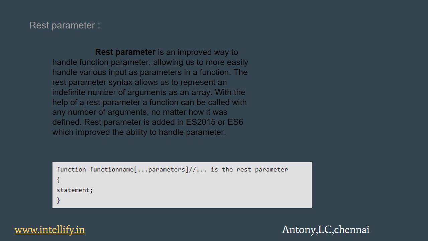The rest parameter is an improved way to handle function parameters, allowing us to more easily handle various inputs as parameters in a function. The rest parameter syntax allows us to represent an indefinite number of arguments as an array. With the help of rest parameters, a function can be called with any number of arguments, no matter how it is defined. Rest parameters were added in ES2015, ES6, which improved the ability to handle parameters. So this is what the rest parameter is all about.